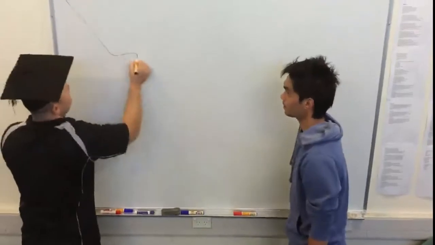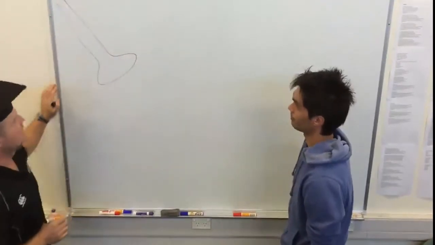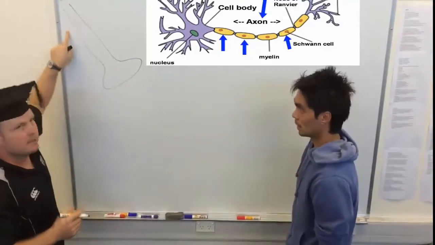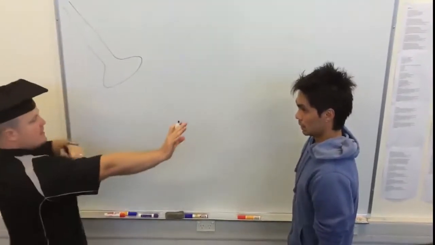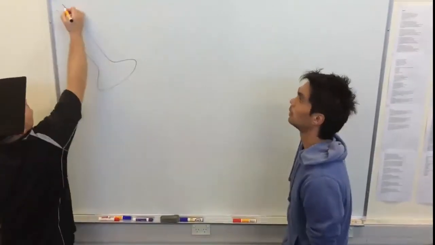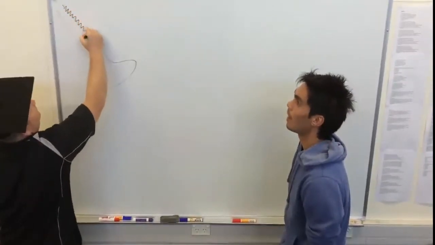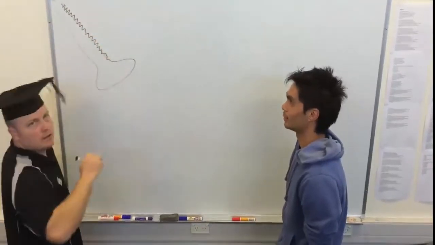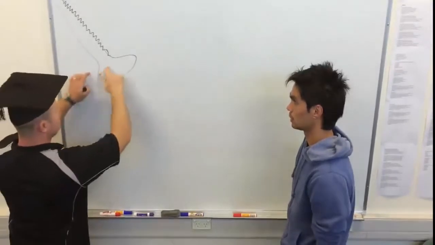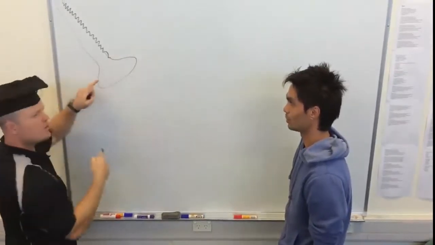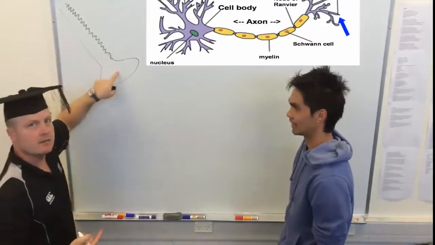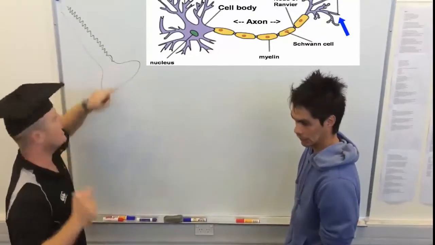What am I drawing? Axon. Good. So this is the axon of a motor nerve. So the axon is the bit of the nerve that conveys the message to the muscle in this case. What transmits down a motor nerve? An action potential. Good. Action potential carries the message to the axon terminal. What does terminal mean? End. Good. So the end. Axon terminal, end of the axon.